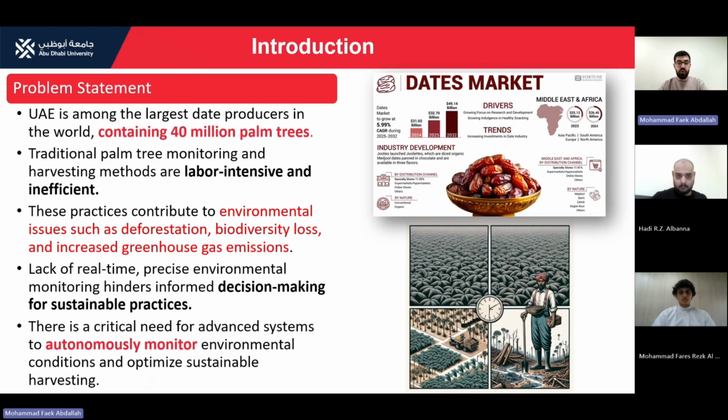The UAE is one of the world's leading date producers with over 40 million palm trees. However, current monitoring and harvesting methods remain largely manual, making them inefficient and labor-intensive. These practices contribute to environmental challenges, where the lack of real-time monitoring limits effective decision-making. This highlights the need for intelligent systems that can automate monitoring and support sustainable harvesting.